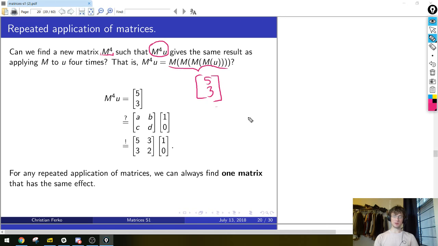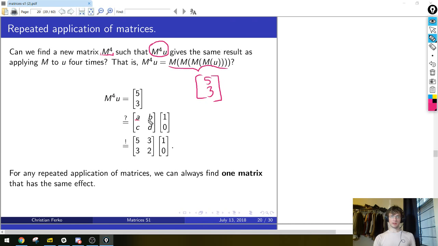Right? Laziness. You just collapse it to one step. So I claim the answer is yes. Here's kind of the steps. We're trying to find a matrix m to the power 4 times u, which will give us that output 5, 3, which we saw in the previous slide.